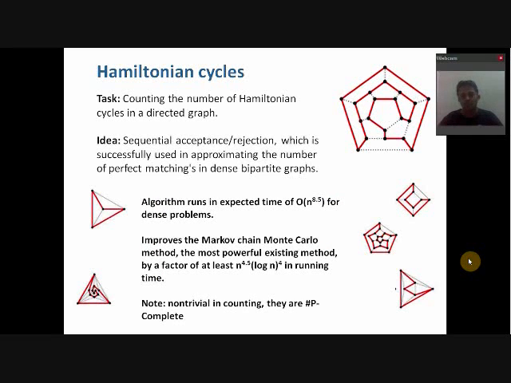With this approximation technique, it is found that the algorithm runs in an expected efficiency of n raised to 8.5. However, this also improves the Markov chain Monte Carlo method, which diversifies once again the range of applications where these techniques can be used.